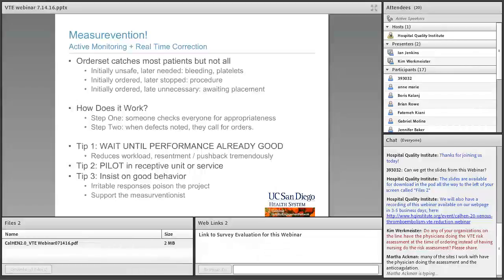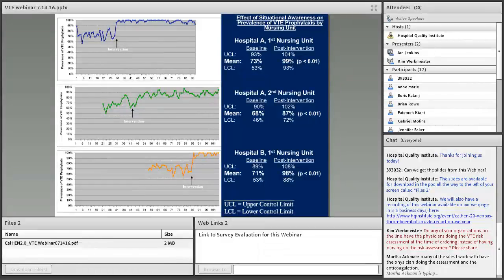And this is where institutional will comes in. If it's the chief of surgery yelling at your measurementist, someone has to be willing to talk to the chief of surgery and say, that's not how we treat these people, and make sure that it gets better. That's a big step.